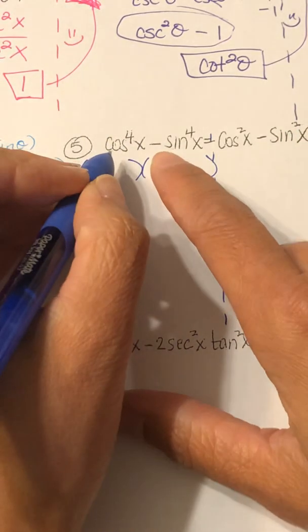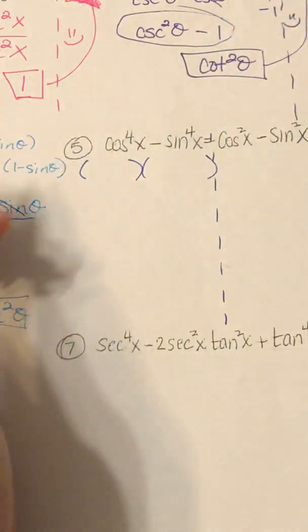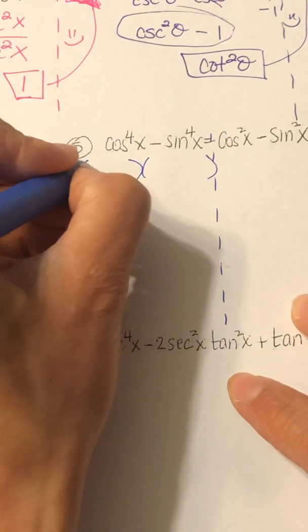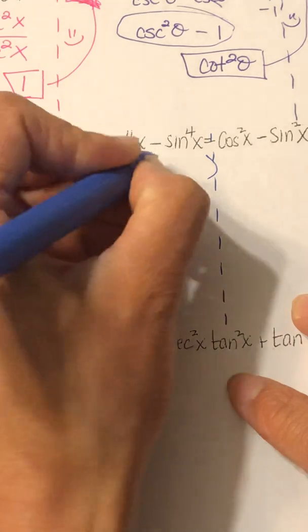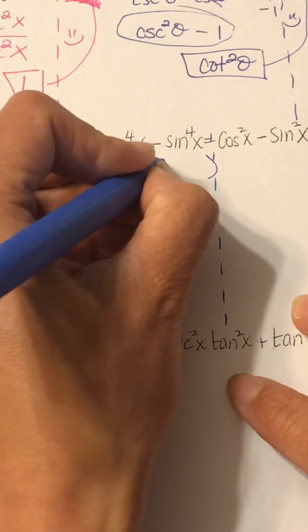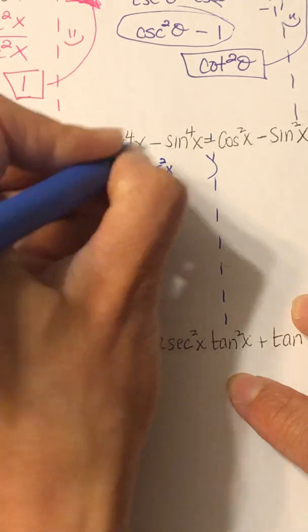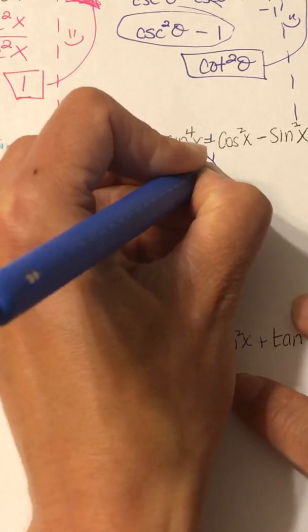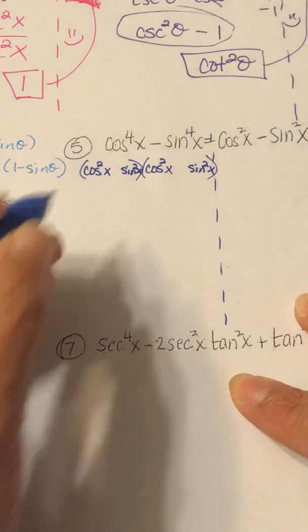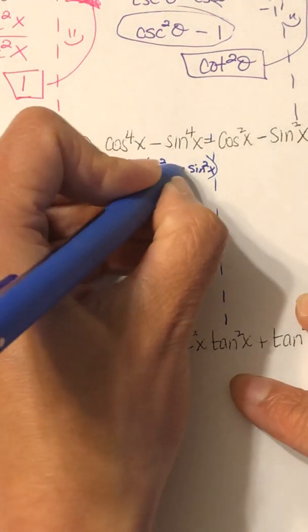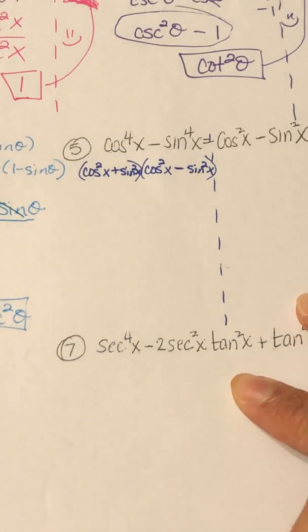So when this factors down, because it's a difference of 2 perfect squares, just like x squared minus 4 is, it'll be cosine squared x, and then the other one will have a sine squared x, and one will have a plus in the middle, and one will have a minus in the middle. Okay.